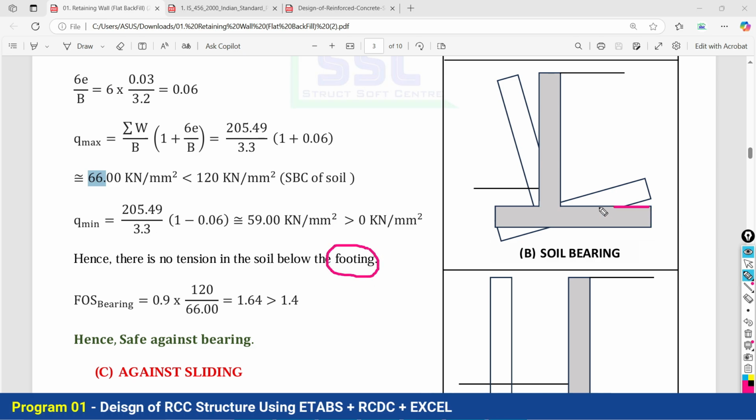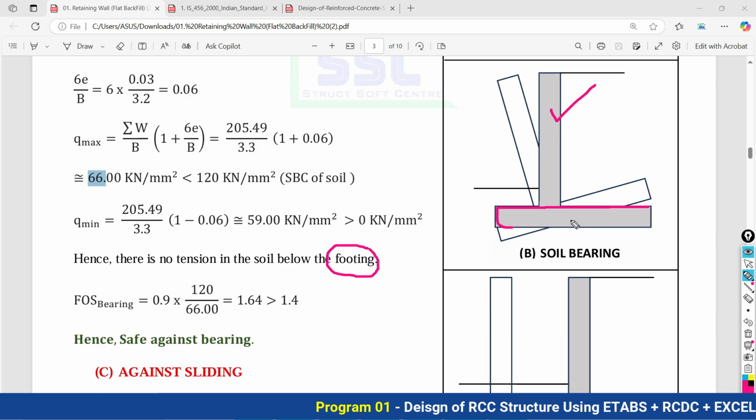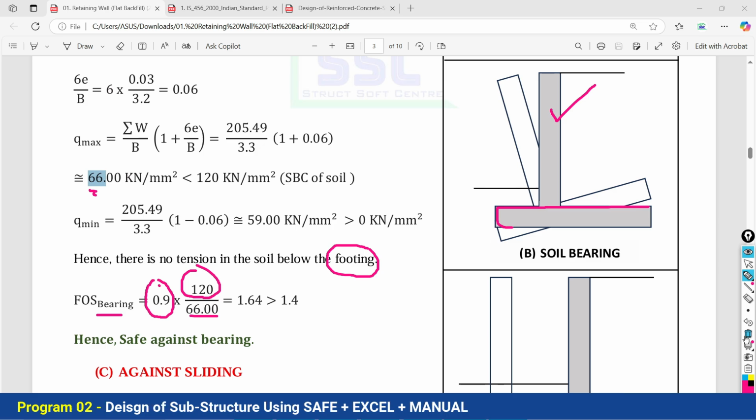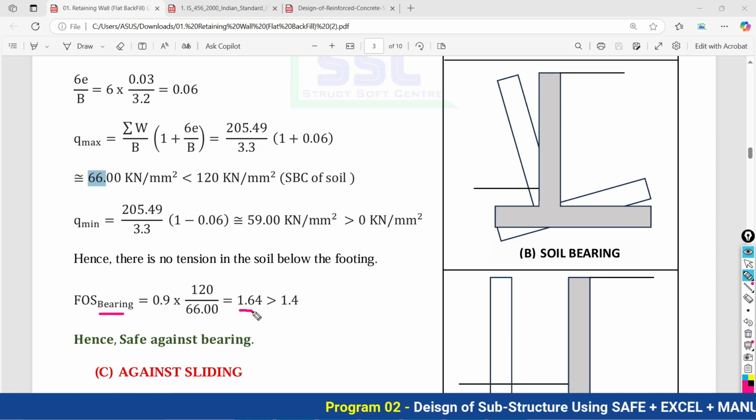This is what? Base, or you can call it footing also, for this cantilever portion. So now the factor of safety against the bearing will be what? SBC of the soil divided by your maximum pressure of 66, and this value is going to be multiplied with 0.9 as a safety. Now after doing this calculation, the factor of safety against the bearing we are getting is 1.64, that should be greater than 1.4.